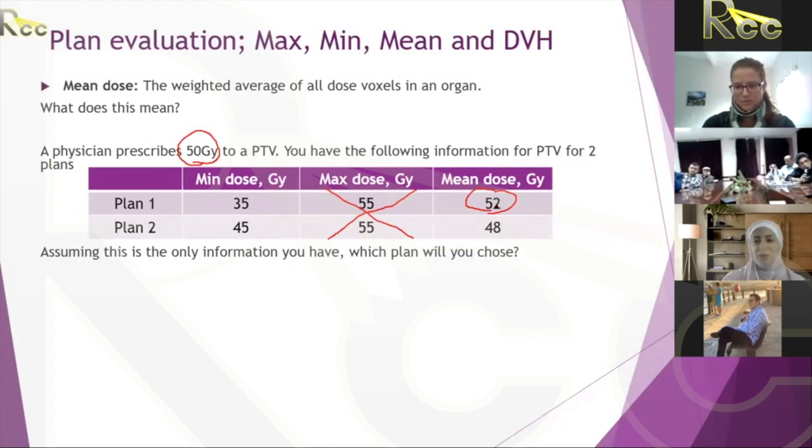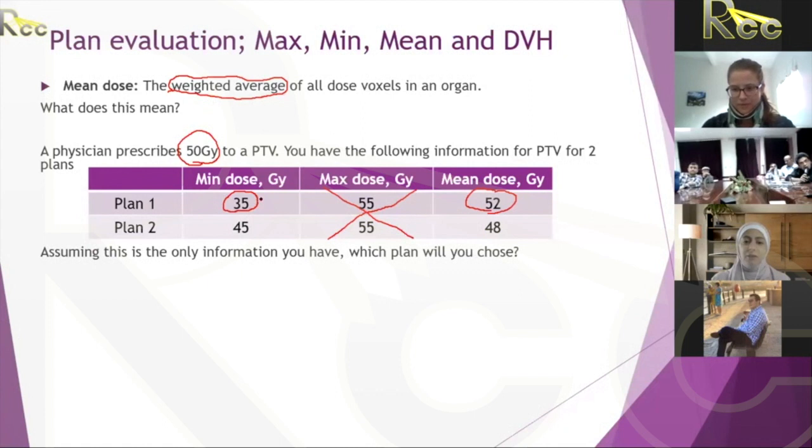But what do you think? Is it weird that the minimum dose is 35 gray? Yes. It's weird, right? So if I have a minimum dose of 35 gray and a mean dose of 52, it's kind of counterintuitive, not obvious. But remember, the mean dose is a weighted average. The mean dose is the sum of the doses divided by how many voxels have each dose. That's why it's called the weighted average.